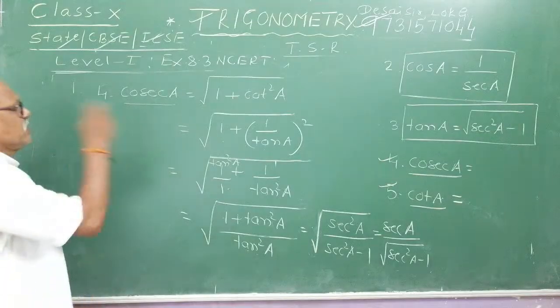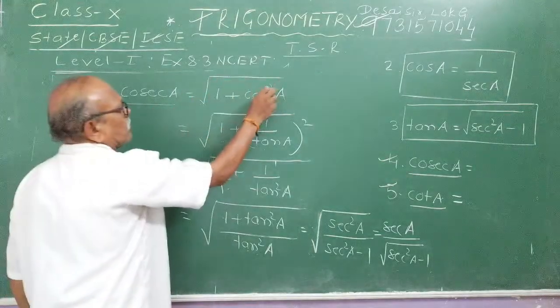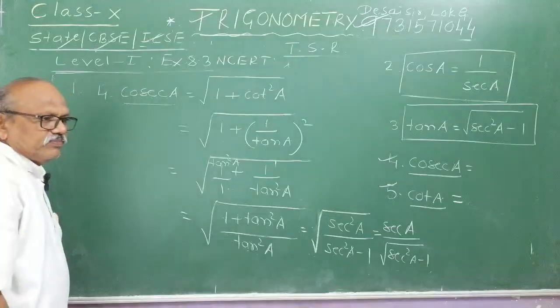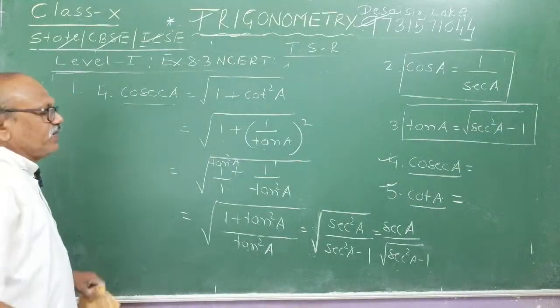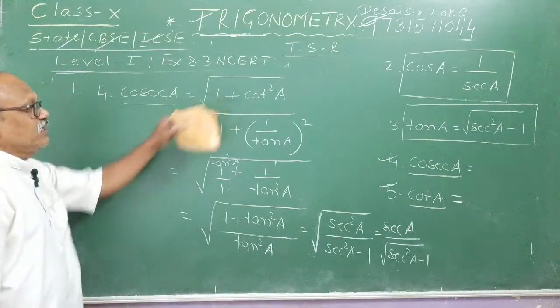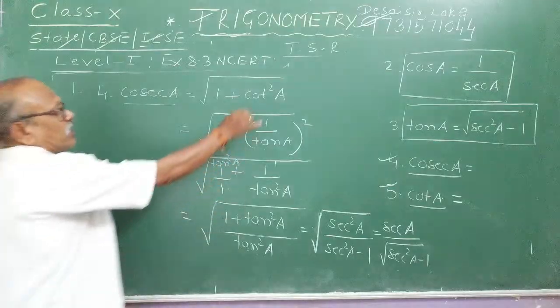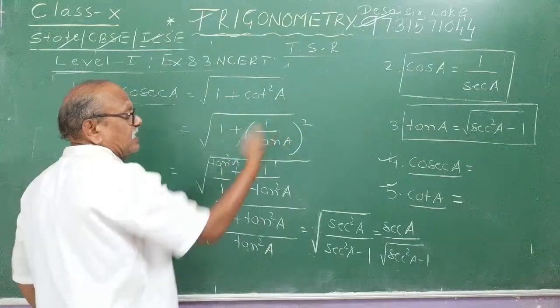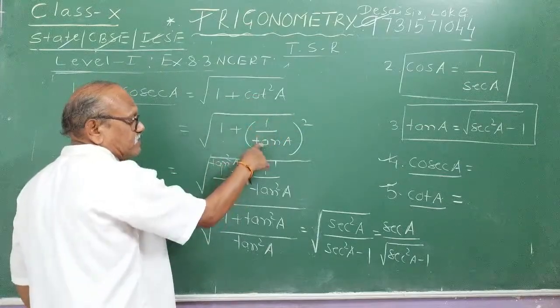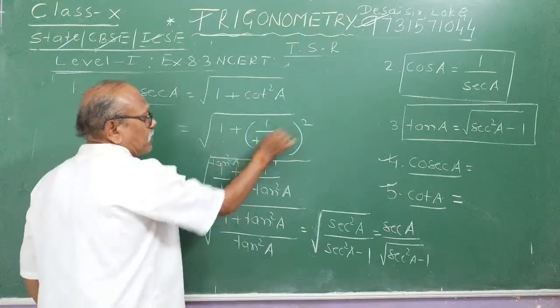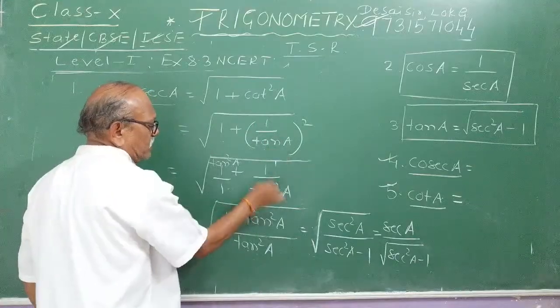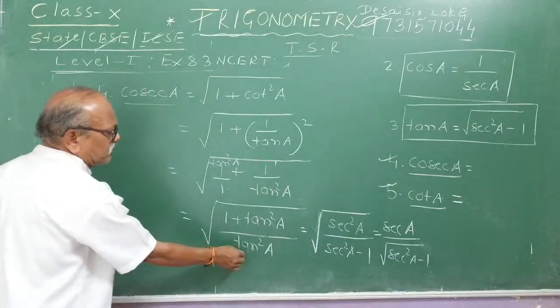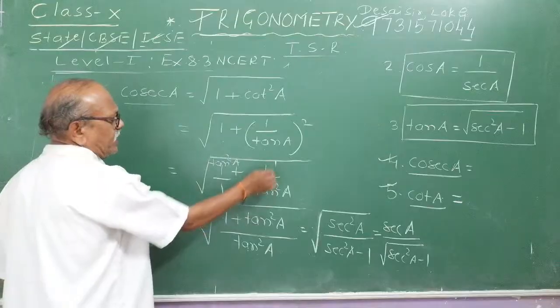See, I remember cosec a is equal to root of 1 plus cot square a. You are not giving time to it, therefore you are finding it difficult. Cot can be written as 1 by tan. My plan is tan and sec are related, therefore I converted cot in terms of tan. A by b whole square, 1 square is 1 upon tan square a. Take LCM. LCM is tan square a. 1 into tan square a, tan square a into 1.